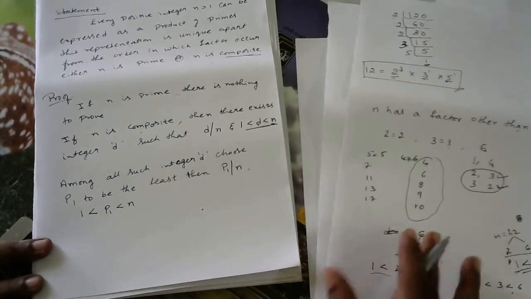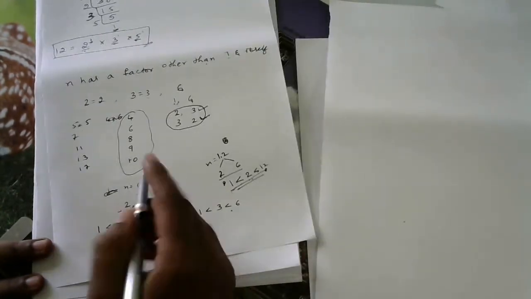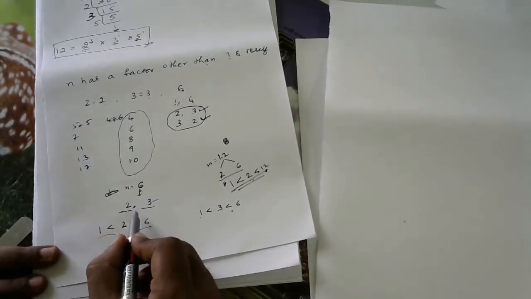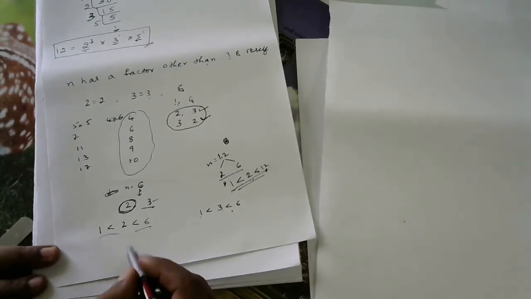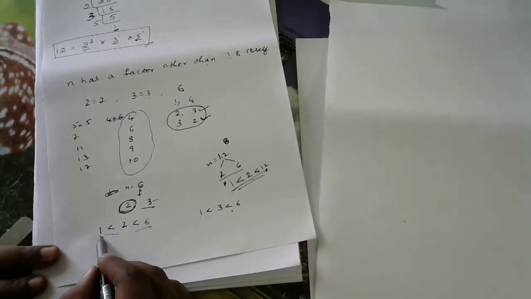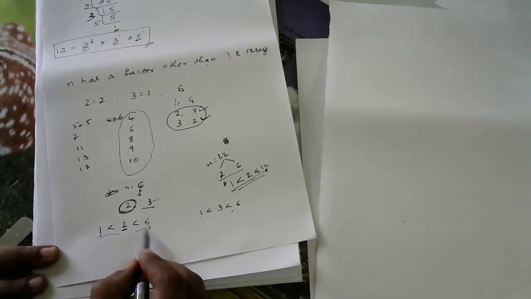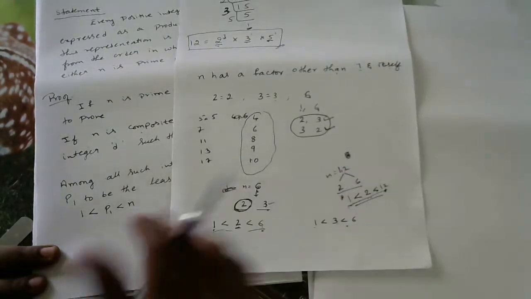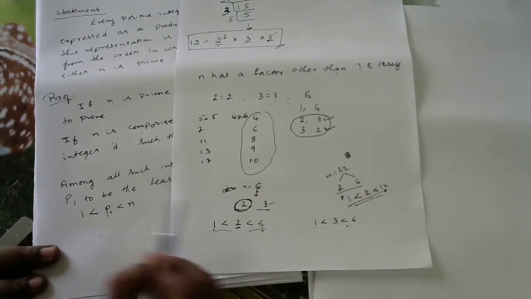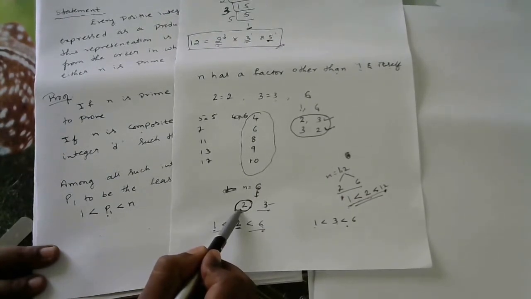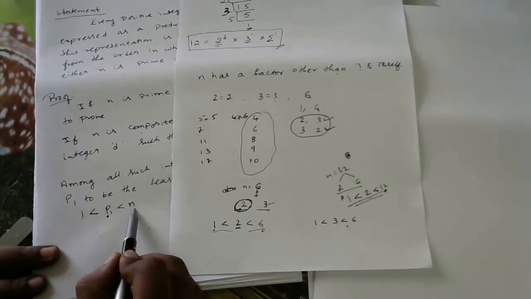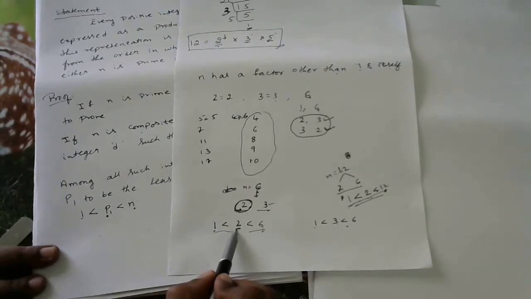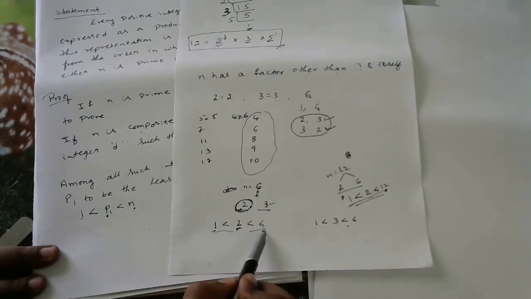So here, suppose I take 6. Which divisors are here? 2 and 3, right? 2 is the least. If I take 2 as least, in between 1 and 6, 2 lies between 1 and 6 only, right? So I wrote p1 is least, I took 2 here, so p1 lies between 1 and n. Here also 2 lies between 1 and 6, n is 6 here.